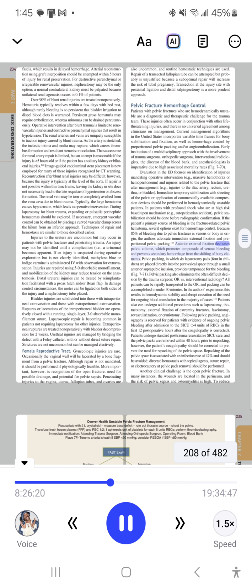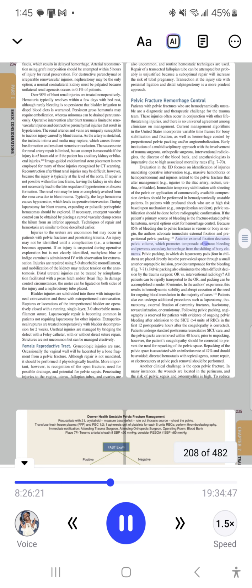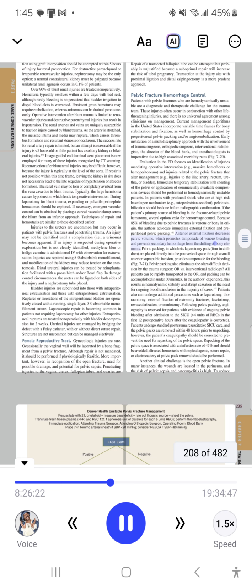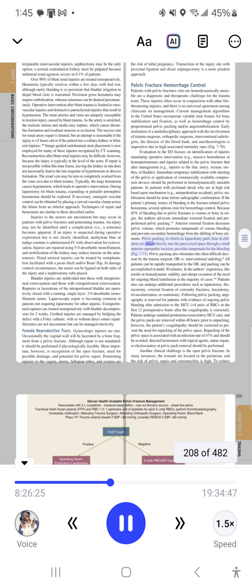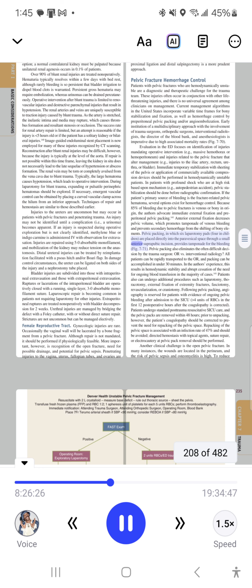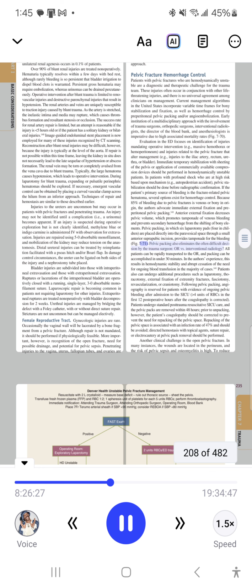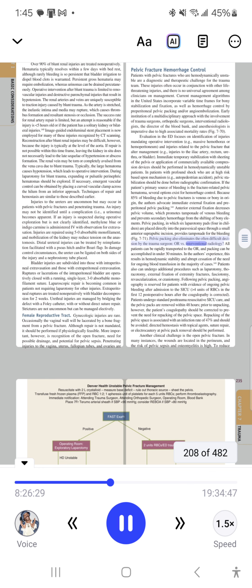Anterior external fixation decreases pelvic volume, which promotes tamponade of venous bleeding and prevents secondary hemorrhage from the shifting of bony elements. Pelvic packing, in which 6 laparotomy pads (4 in children) are placed directly into the paravesical space through a small anterior suprapubic incision, provides tamponade for the bleeding. Fig. 771. Pelvic packing also eliminates the often difficult decision by the trauma surgeon, OR versus interventional radiology.